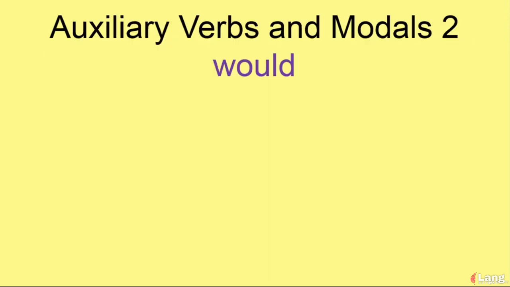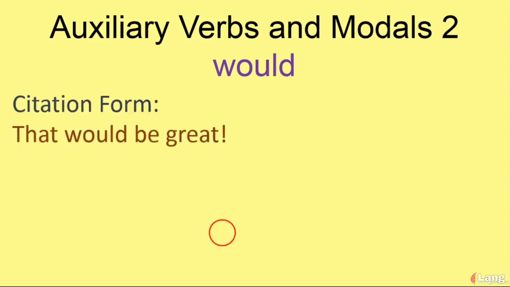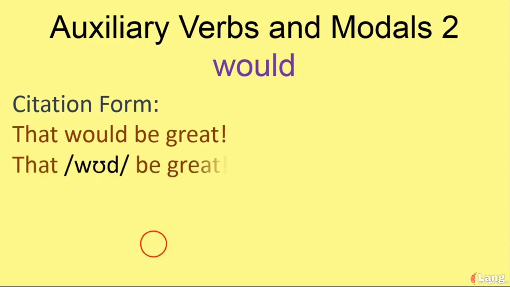Now let's look at the word would. We have the sentence, that would be great. Repeat after me. That would be great. In IPA, we have W and then this symbol, and then D. Would. That would be great.